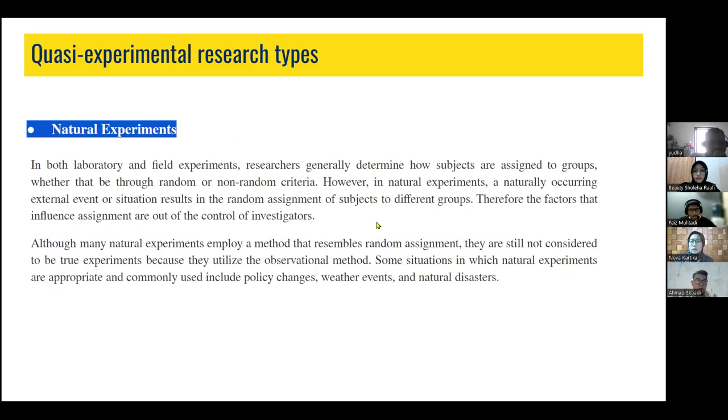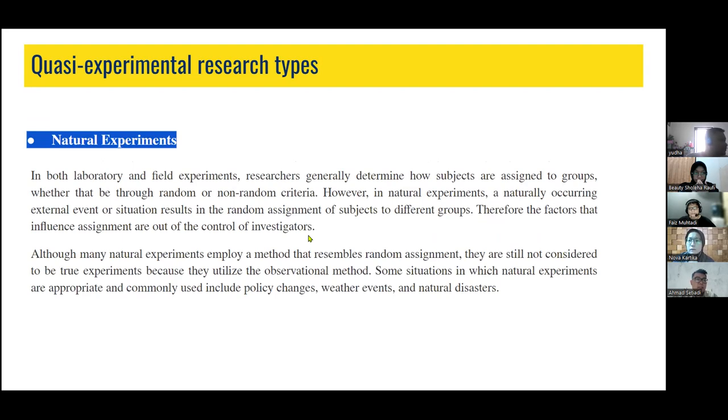The next slide will be explained by Pak Ahmad. Thank you so much, Faiz. The last branch of the quasi-experimental research types is natural experiments. In both laboratory and field experiments, researchers generally determine how subjects are assigned to groups, whether through random or non-random criteria. However, in natural experiments, a naturally occurring external event or situation results in the random assignment of subjects to different groups. Therefore, the factors that influence assignment are out of the control of investigators. Although many natural experiments employ a method that resembles random assignment, they are still not considered true experiments because they utilize the observational method. Some situations in which natural experiments are appropriate and commonly used include policy changes, weather events, and natural disasters.